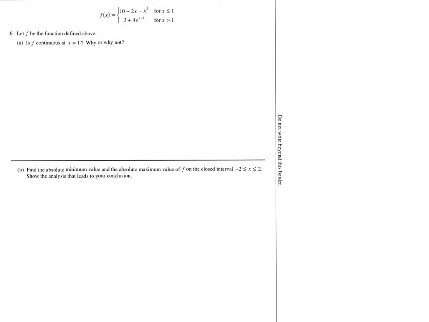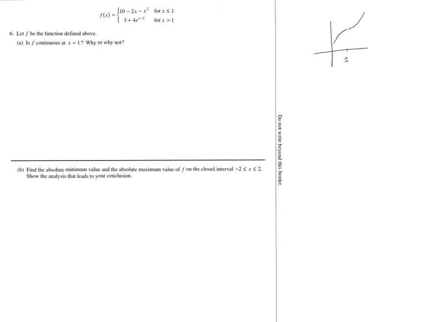multiple choice. So for the first part here, is f continuous at x equals 1? Why or why not? Well, this goes to the idea that for a function to be continuous at x equals 1, what has to happen is the function from the left has to be heading in toward a particular y value, and the function from the right has to be heading in toward that same y value. In other words, the limit from the left equals the limit from the right.